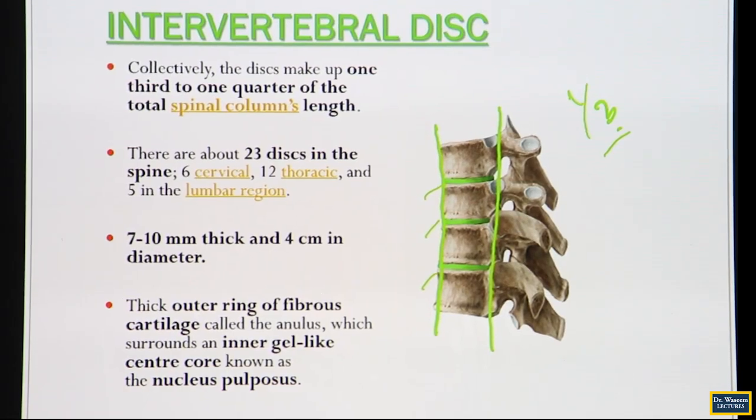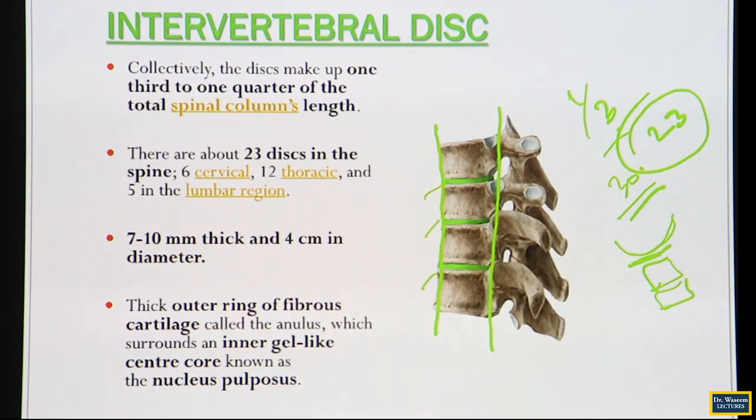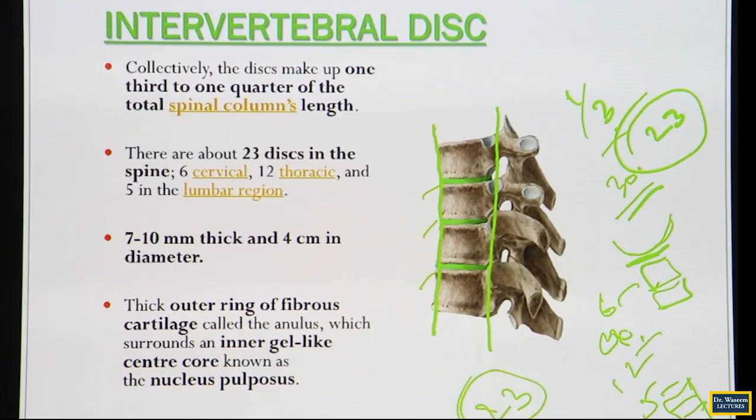We have a total of 30 vertebrae, but in all we have 23 discs. If you have the skull and the first cervical vertebra, in between we do not have a disc, but below that we start. We have 7 cervical vertebrae, but 6 cervical discs. We have 12 thoracic, and 5 lumbar, but the sacrum, because it is a single piece, does not have any intervertebral disc. So, 6, 12, 18, 5, 23, a total of 23 discs we have.